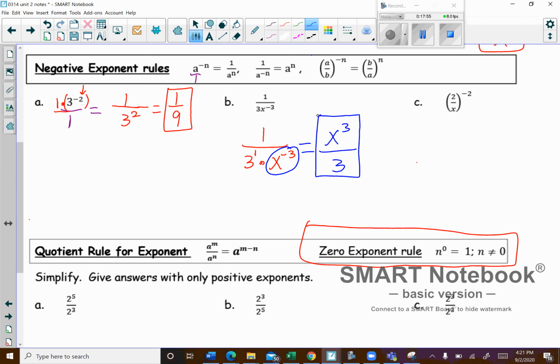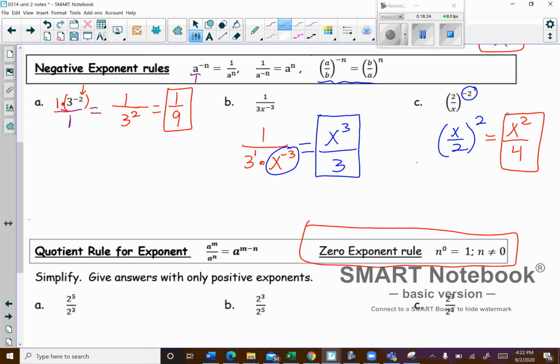Okay, part C right here. So I have a negative exponent and I have a fraction. So we're going to apply this rule where we swap it. The x goes to the top, the 2 goes to the bottom, and now my power is a positive 2. Now I need to square both of these. So on top, x squared is, well, x squared. And then on bottom, 2 squared becomes 4. 2 times 2 is 4.